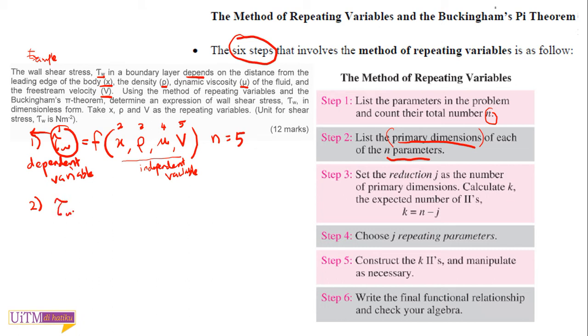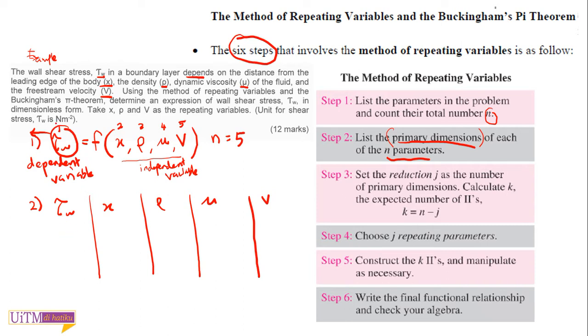First for the tau, and then the distance x, and then the rho density, and then the mu, the dynamic viscosity, and also the V, the velocity, and list the primary dimension for all of these parameters. For the first one, the shear stress, what is the primary dimension for shear stress?